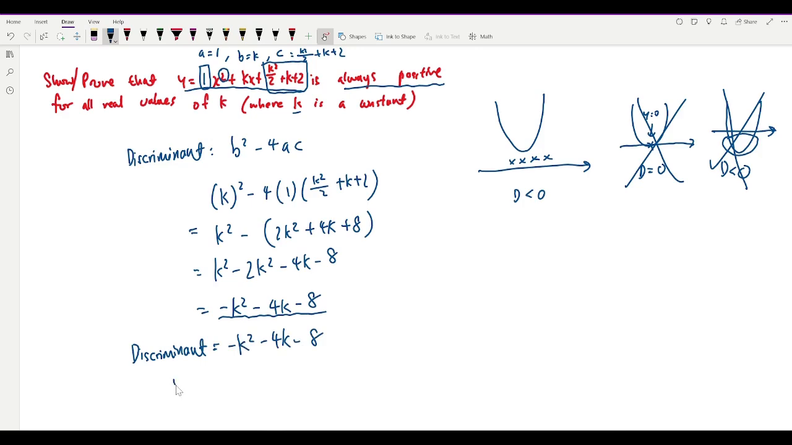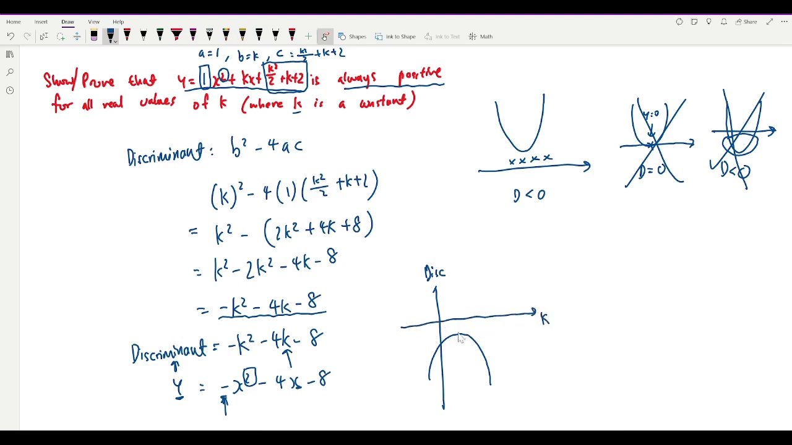If you have an equation like y equals negative x squared minus 4x minus 8, you can tell that it's a quadratic equation, right? Because of the square here, right? And the coefficient of x squared is negative, so it's an n-shaped graph, right? Now we are replacing the y with discriminant and the x values with k. So we can have discriminant on the vertical axis and k on the horizontal axis, right? We need to show that our maximum value is negative. So how do we find the maximum value? We can do that by completing the square, right? So, okay, let's complete the square.